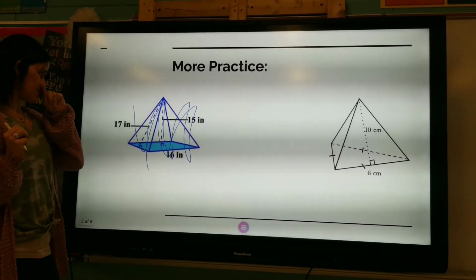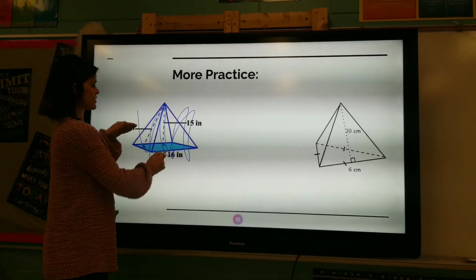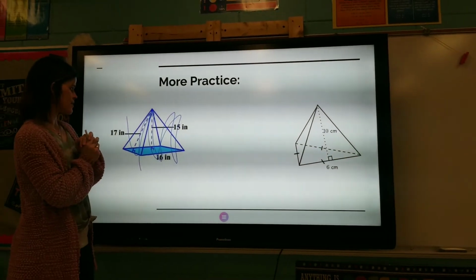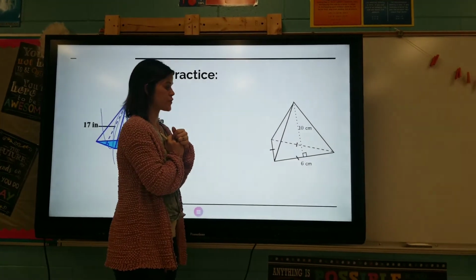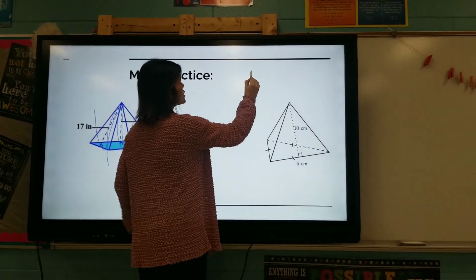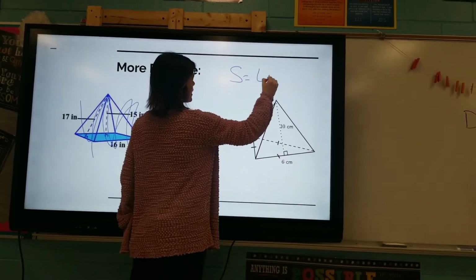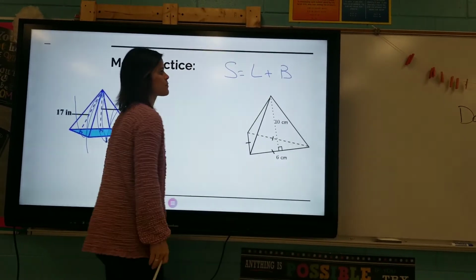We're going to skip this one because these have different slant heights. So we're going to ignore that one for now. And we're going to jump to how I would find the surface area of my triangular pyramid. So surface area, again, is your lateral area plus the area of your base.